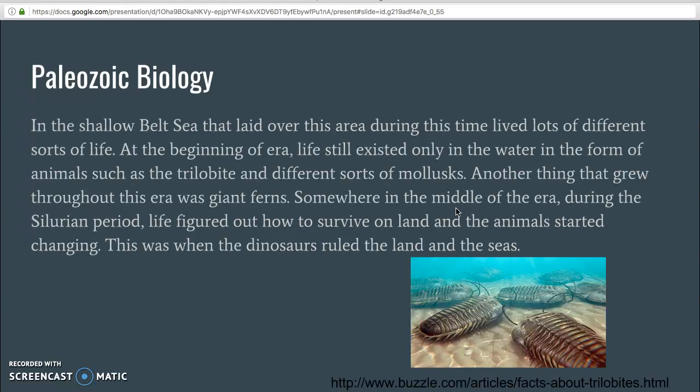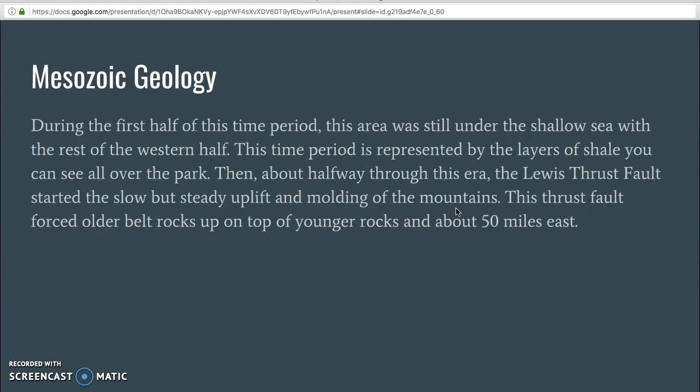During the Paleozoic, in the shallow belt sea that laid over this area, lived lots of different sorts of life. At the beginning of the era, life only existed in the water, in the form of animals such as the trilobite and different sorts of mollusks. Another thing that grew throughout this era was giant ferns. Somewhere in the middle of the era, during the Silurian period, life figured out how to survive on land and the animals started changing. This was when the dinosaurs ruled the land and the seas.